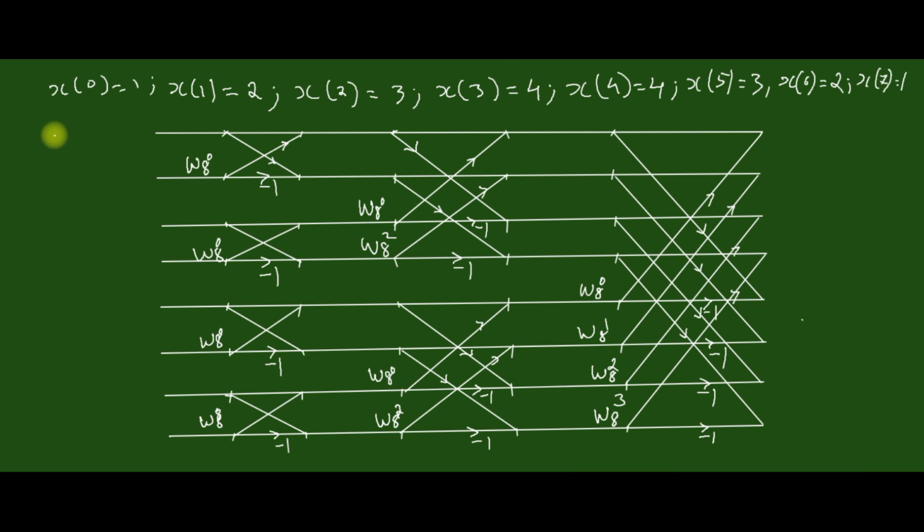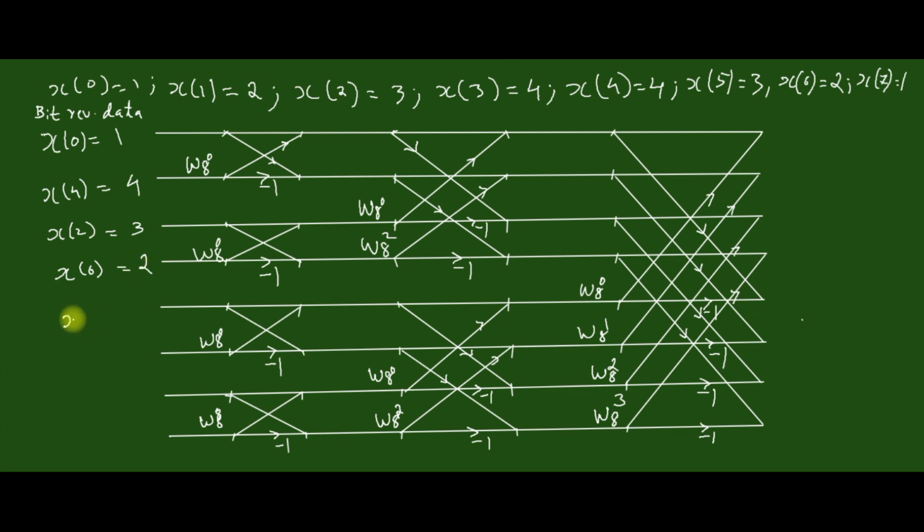So memorize the bit reversed order: the first value is x of 0 itself, which is given as 1. Then the second one is x of 4, which is equal to 4. The next one is x of 2, which is equal to 3. Next is x of 6, which is equal to 2.